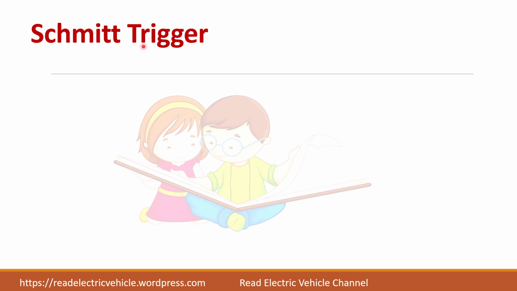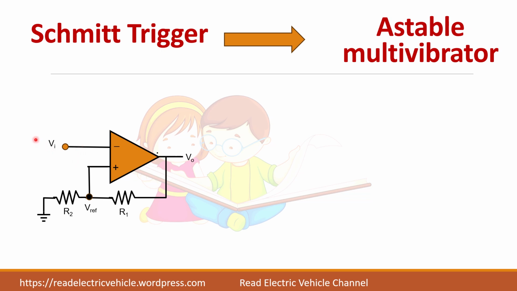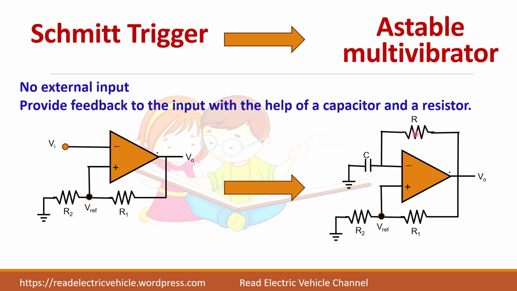Now, how to convert this Schmitt trigger into an astable multivibrator? In the Schmitt trigger, we had this external input here. In an astable multivibrator, we are removing this input. Instead, we connect a resistor and a capacitor in the feedback path. So you see here, the output is again fed back to the input through this resistor. So internally, we are generating the input.